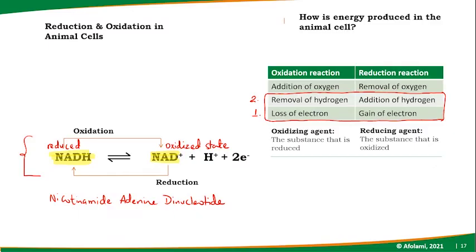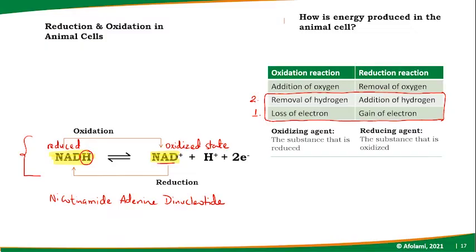So NADH here loses electrons along with this hydrogen and becomes oxidized to NAD plus. And as you can see, the reaction is a forward and backward reaction, so it's reversible. So if you consider NAD plus in the oxidized state, what happens to it? It gains electron and becomes reduced to NADH.